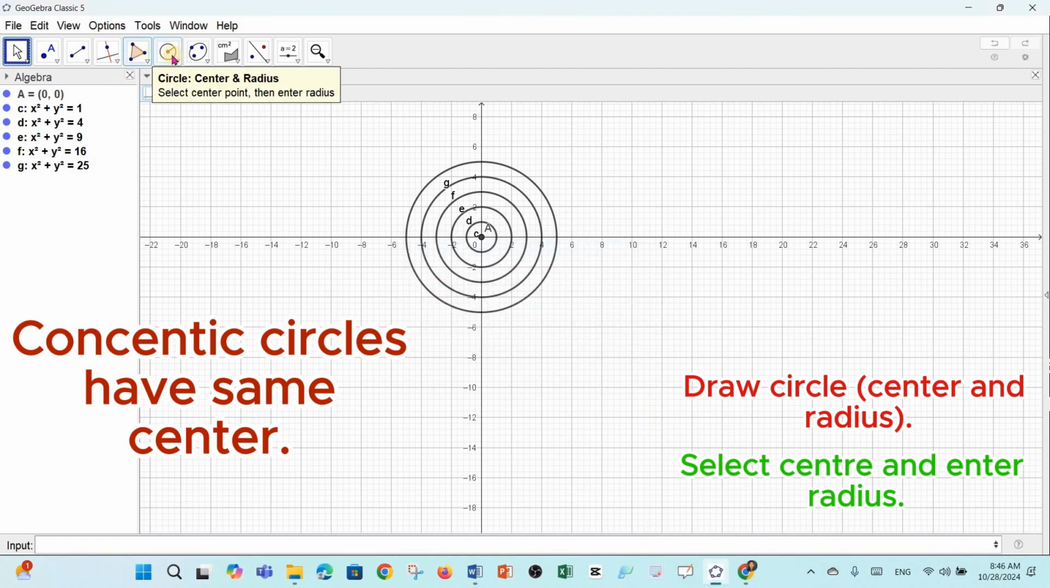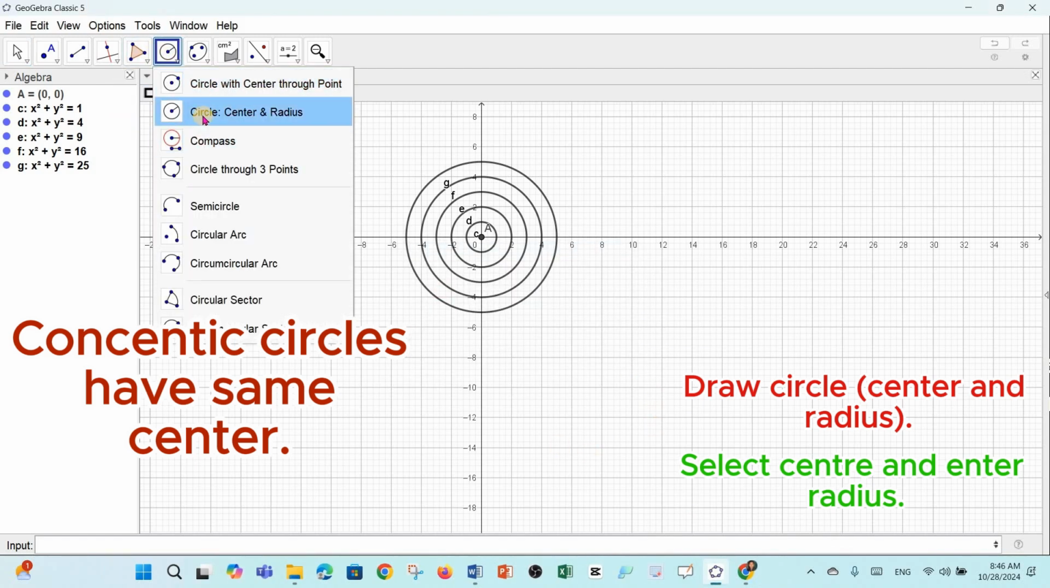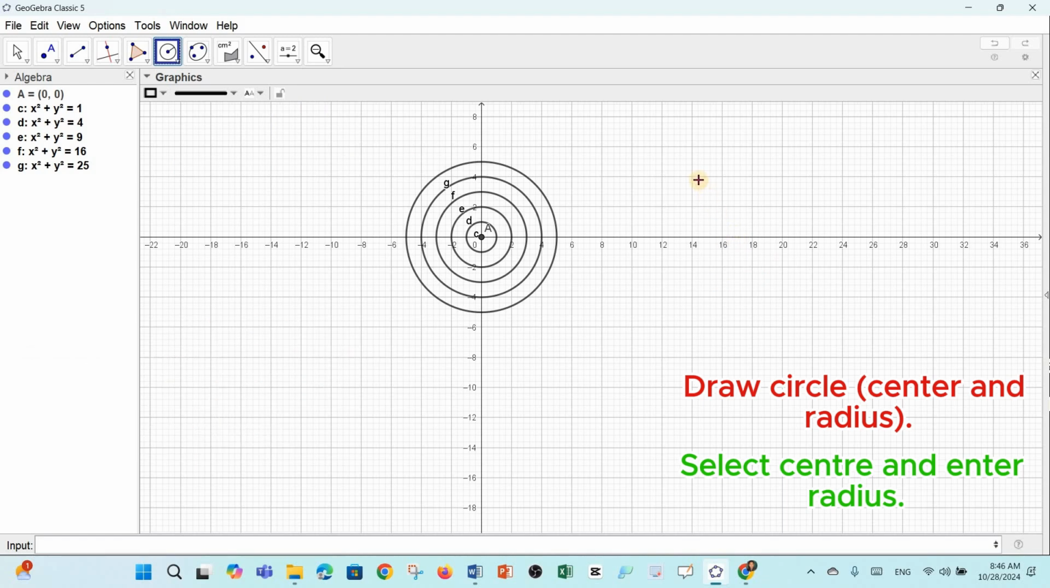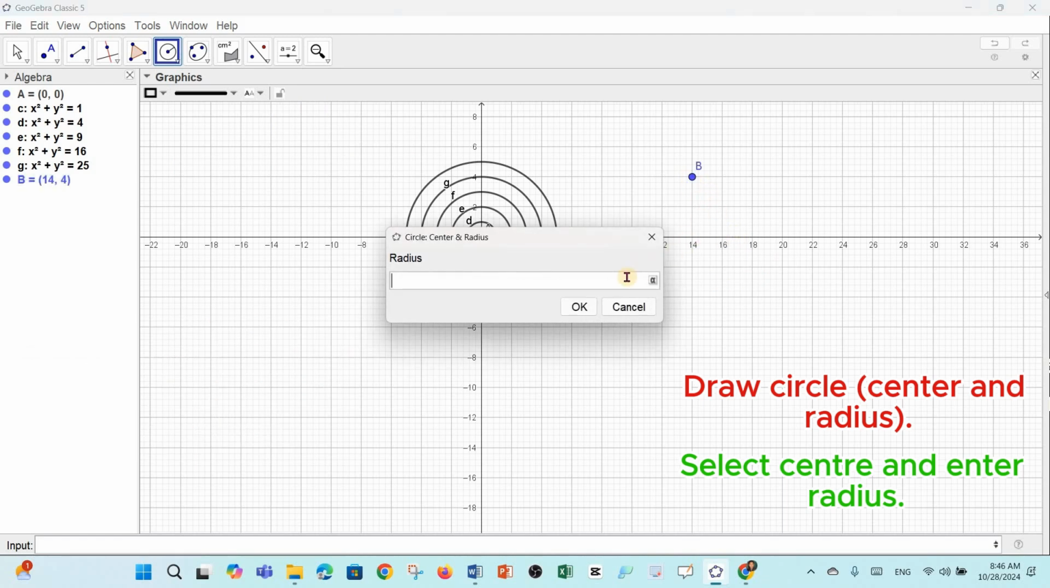For this, select circle, in the second toolbar, circle with center and radius. Click anywhere, which is the center. Yeah, suppose this is the center. Now it asks for radius, then input the radius, whatever you want. I am going to input 2.